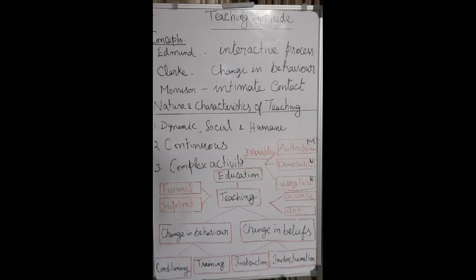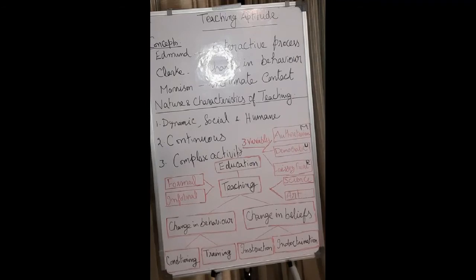And Morrison says it is an intimate contact between a more matured person and a less matured person. Who is the more matured person? The teacher is, of course, the more matured person. He does not use the word senior person, or refer to age at all. It is an intimate contact. The teacher and the student should develop an intimate contact. Only then is it possible for the pupil to develop his personality.